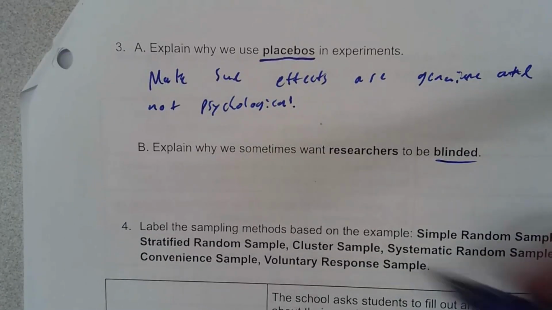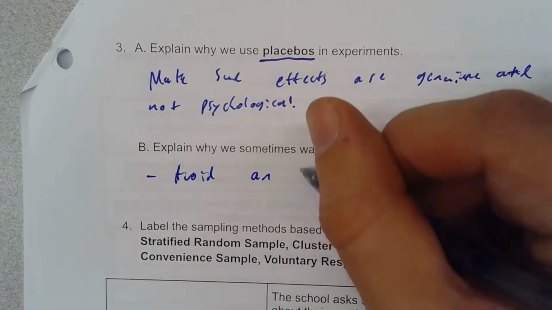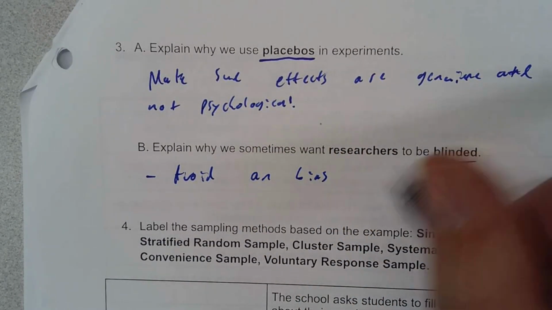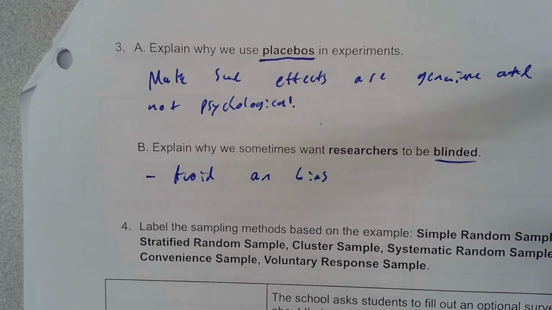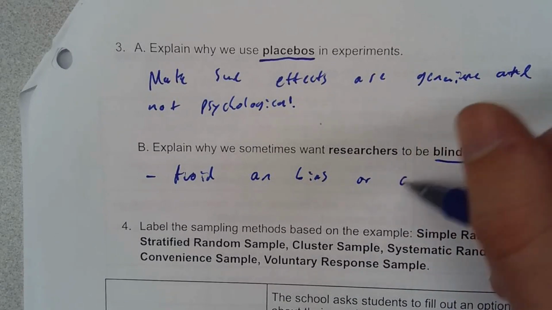Why do we want researchers to be blinded? We want to avoid any bias. So if they're blinded, they don't know which one had the treatment and which one didn't, so there's no data manipulation.